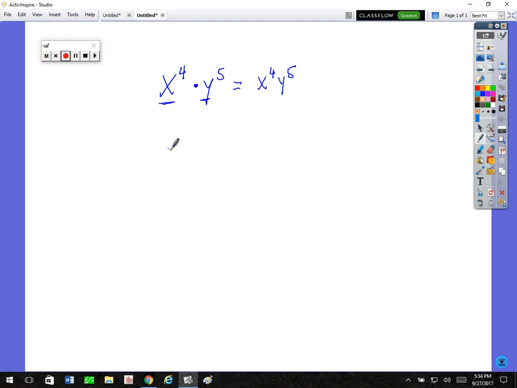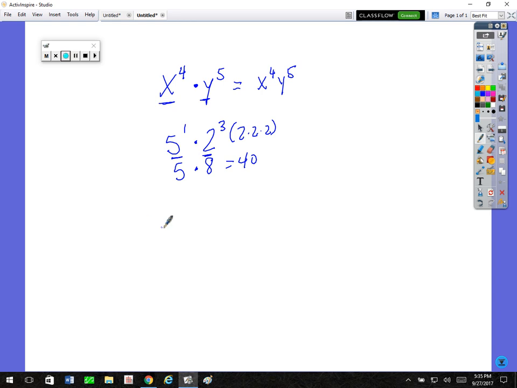Remember, we've been keeping the base. So let's try a number. What if I did 5 to the first power times 2 to the third power? If you look, the bases are different, so I can't multiply 5 times 2. What I've got to do is work each part of the problem. 5 to the first power is just 5, and 2 to the third power gives me 8. Remember, 2 to the third power is 2 times 2 times 2. So 5 times 8 is 40. The difference here is these bases cannot be multiplied together.